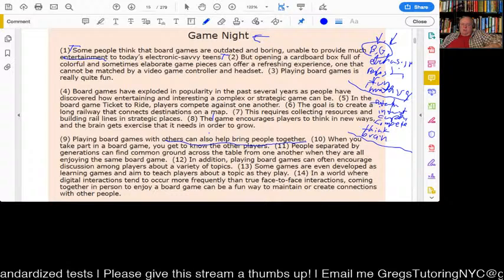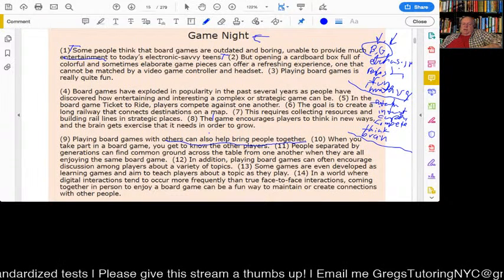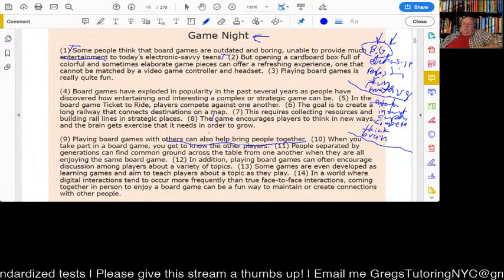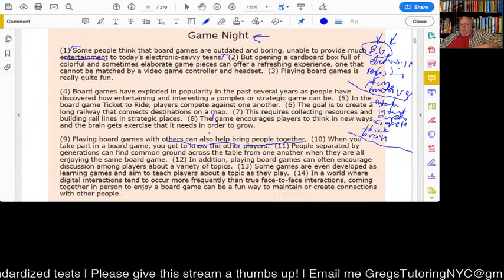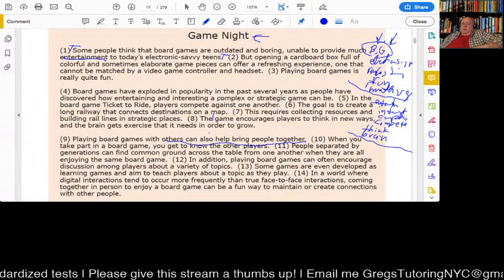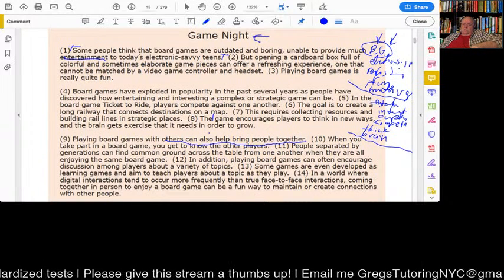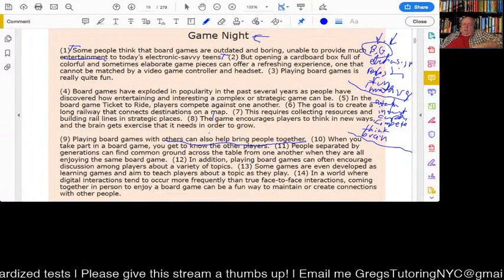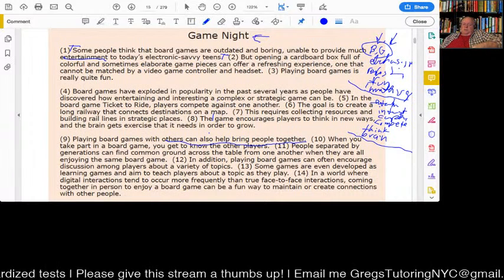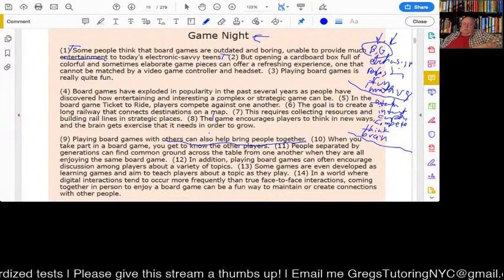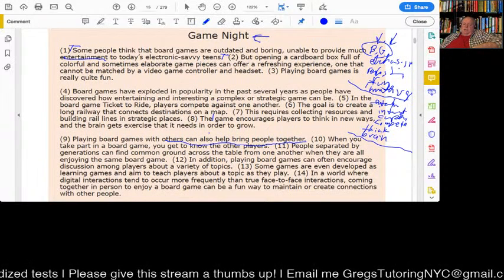Some games are even developed as learning games and aim to teach each other about the topics as they play. I believe, I'm trying to remember, that's similar to the game Where in the World is Carmen Sandiego. That was about a social studies perspective. In a world where digital interactions tend to occur more frequently than true face-to-face interactions, coming together in person to enjoy a board game can be a fun way to maintain and create connections.